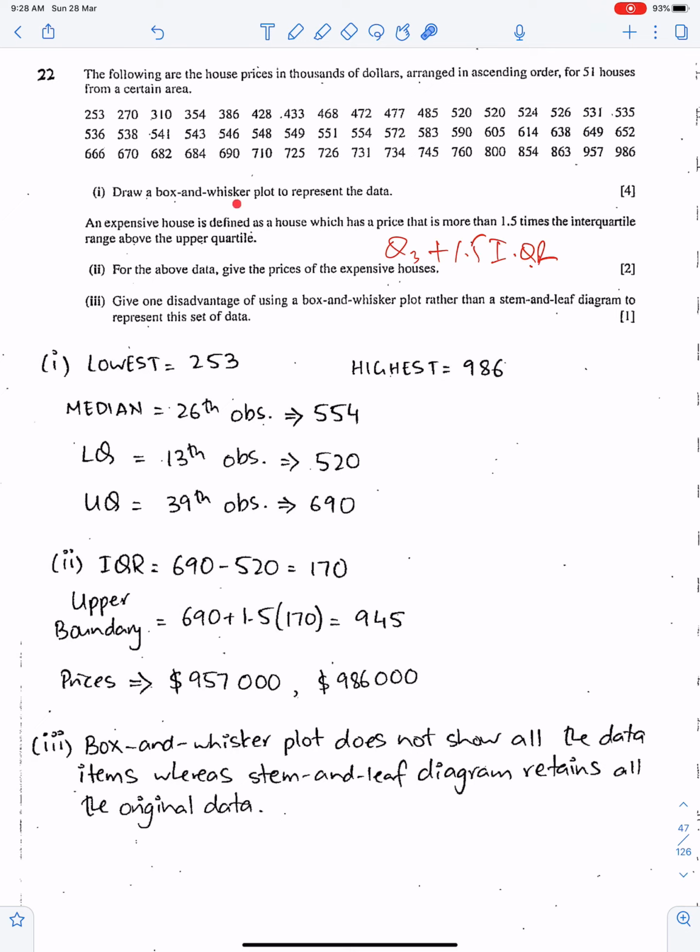An expensive house is defined as a house which has a price that is more than 1.5 above the upper quartile. So the upper boundary is this 945. So there are two expensive houses. Give the prices of the expensive houses. These are the prices of the two expensive houses.